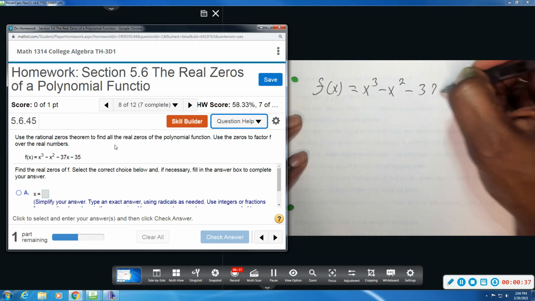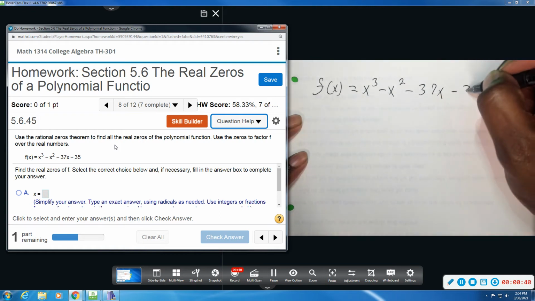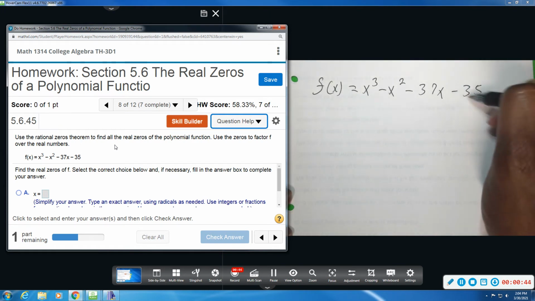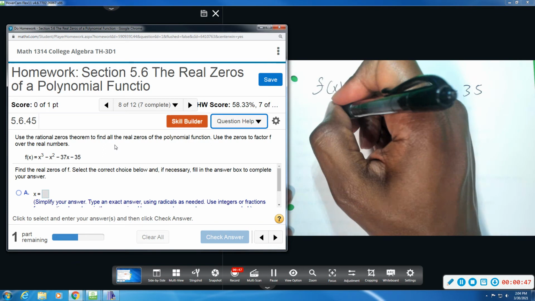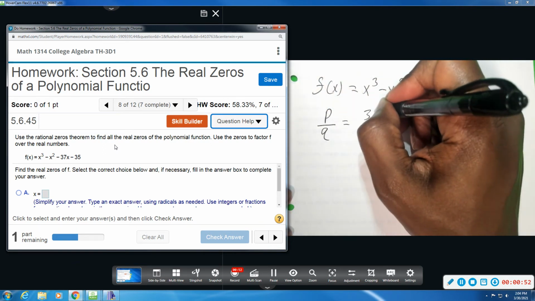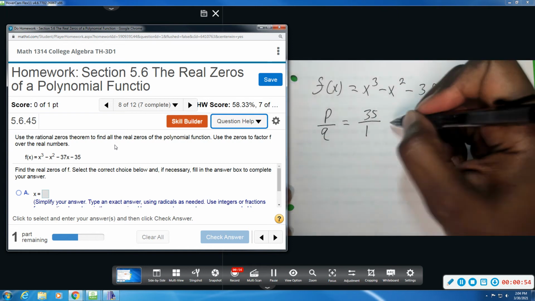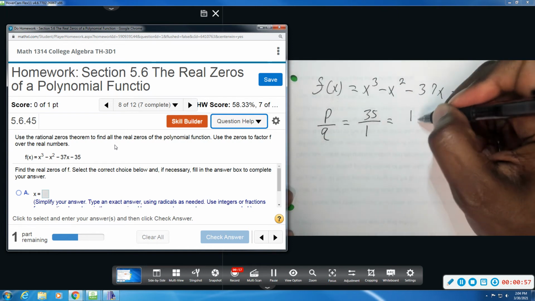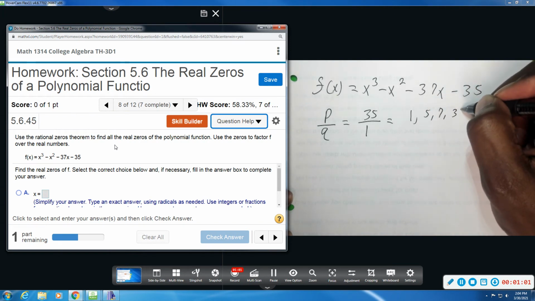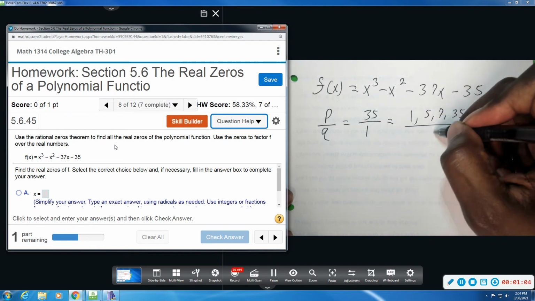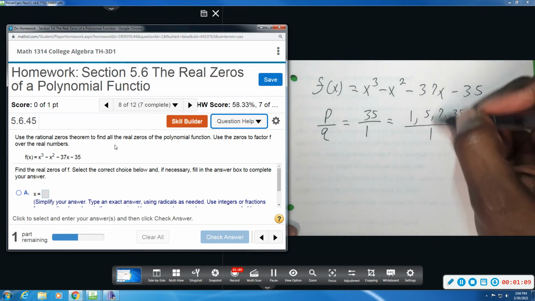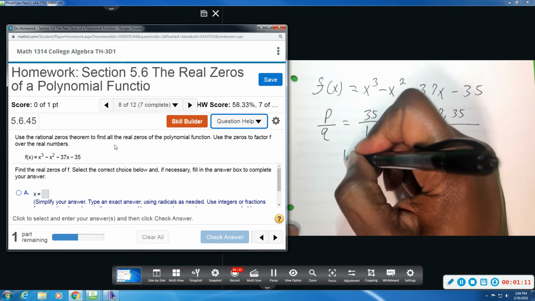Minus 37x minus 35. Okay, so I'm going to do my p divided by q, so my constant term divided by the front. So p over q would be 35 over 1. We're going to list the factors of 35, so that would be 1, 5, 7, and 35. And then on the bottom, just 1. So when we divide these, we just get 1, 5, 7, and 35, positive or negative.